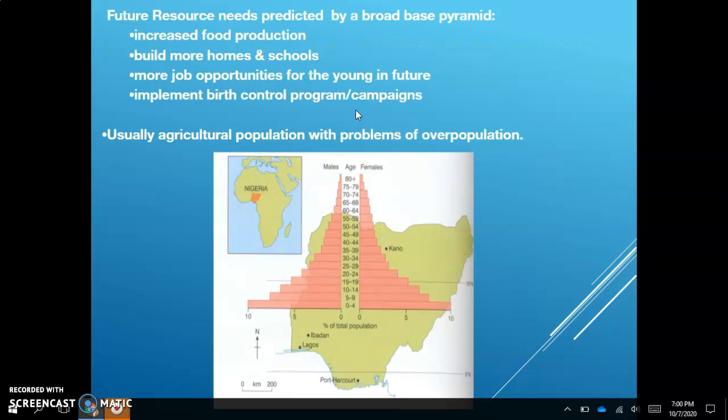So, what future resource needs are predicted by a broad-based pyramid? In a developing country, you would predict that you would need increased food production because the population is growing. You would need to build more homes and schools. You would need more job opportunities for the young people in the future. And then also maybe think about implementing birth control programs and campaigns, because large population booms, like in developing countries, can be a strain on countries economically.